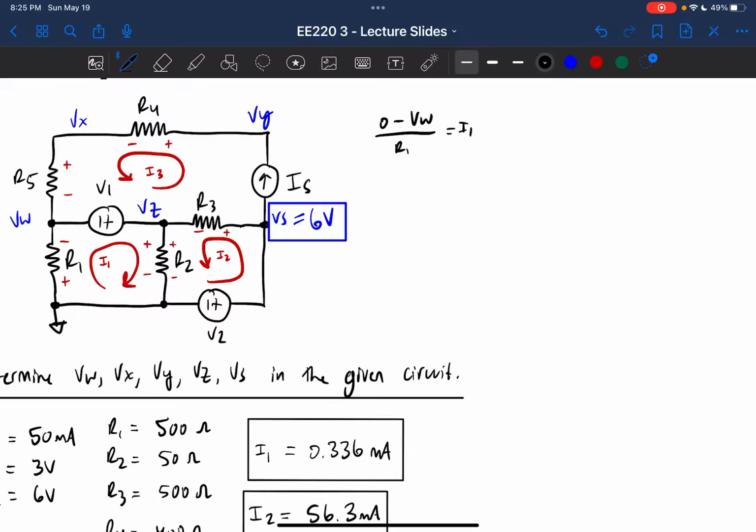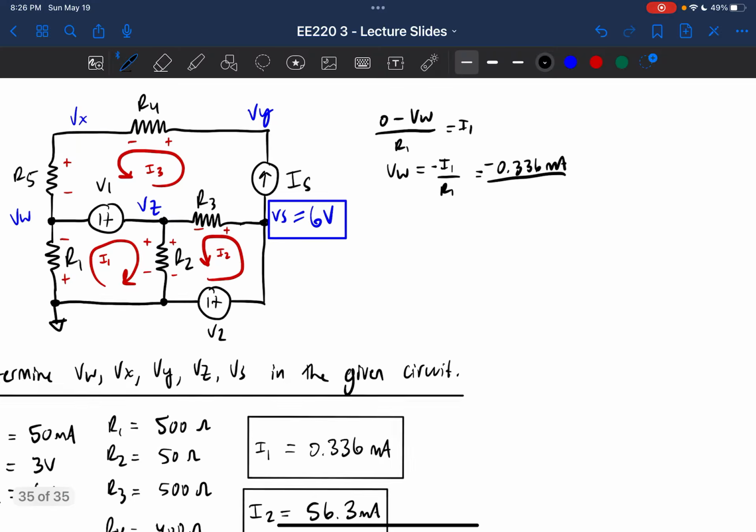Okay, and we know I1, we know R1, so we can really easily find VW. So let me rearrange that, and let's say that VW is equal to I1 over R1, and that's going to be negative. So that's going to be 0.336 milliamps negative divided by R1, which is 500 ohms. Okay, let's see what that comes out to.